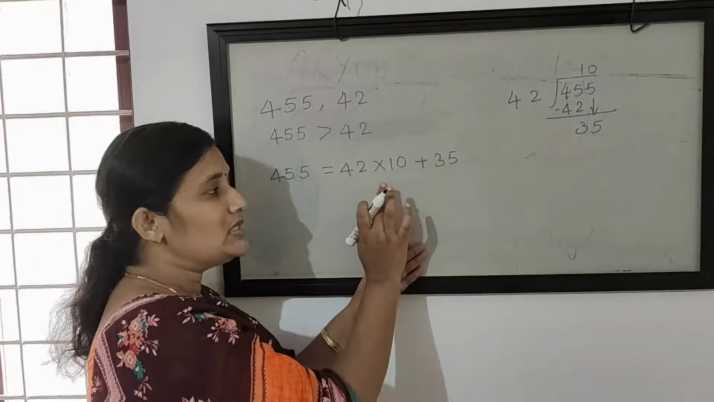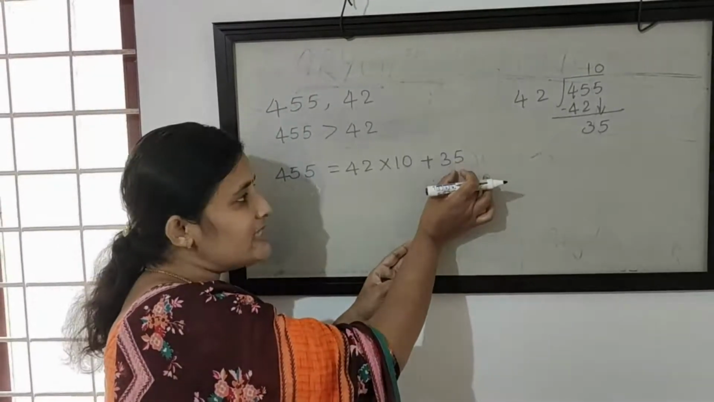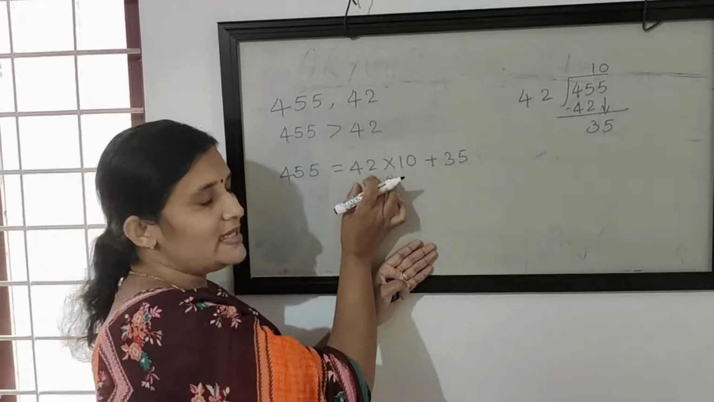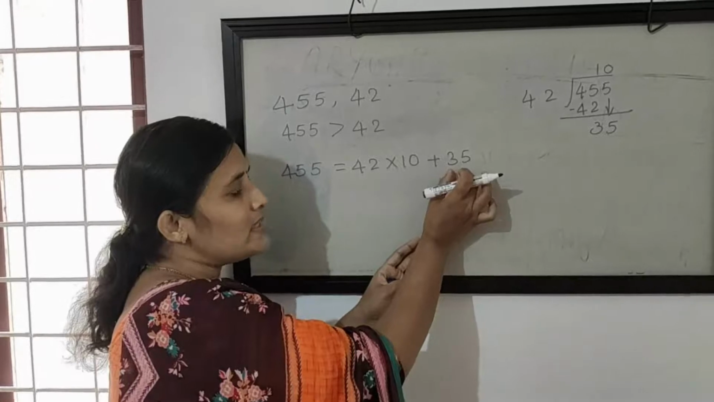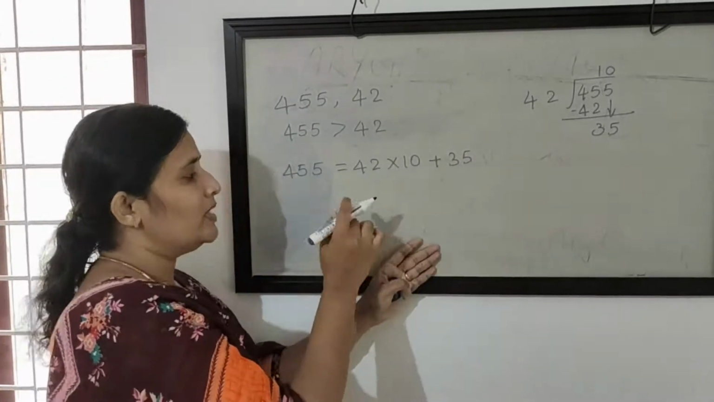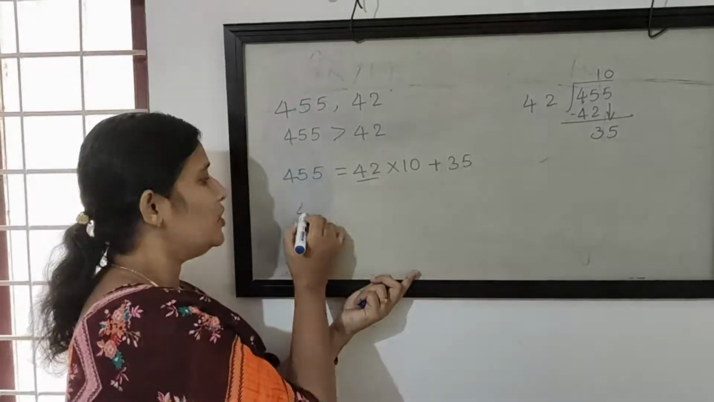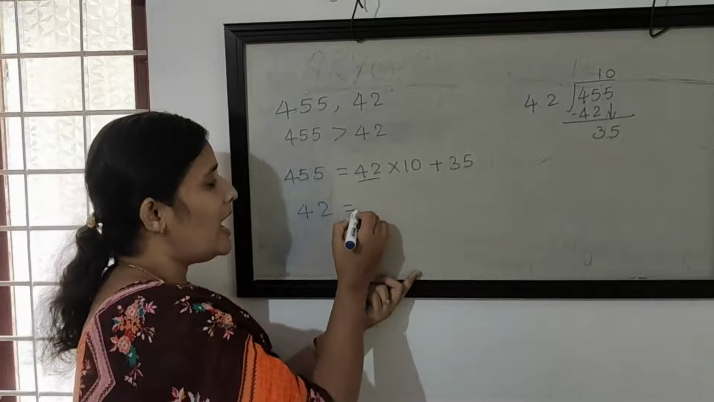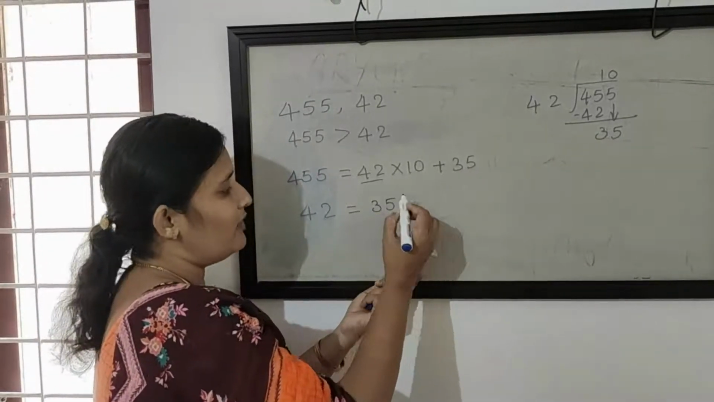According to Euclid's division lemma, when remainder is 0, in that stage the divisor is the HCF. But here the remainder is not 0, so we continue to the next step. This 42 becomes the dividend, and our remainder 35 becomes the divisor.